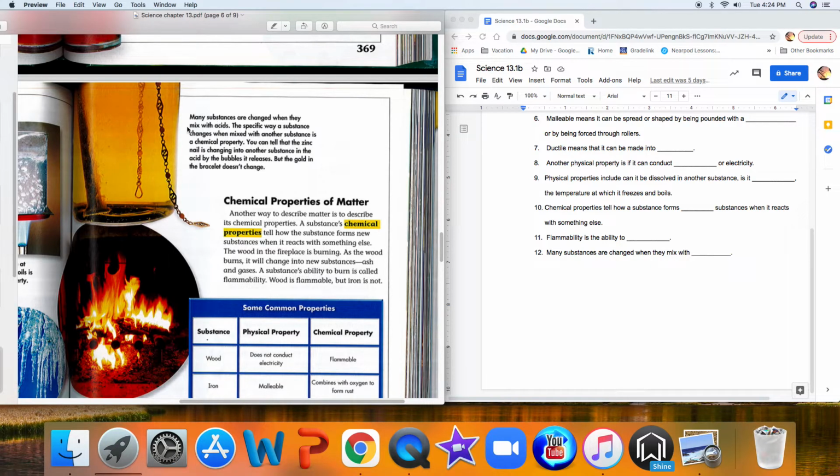Okay, what we want to put on for extra credit? Nails dissolve in acid. But it depends on the nail.